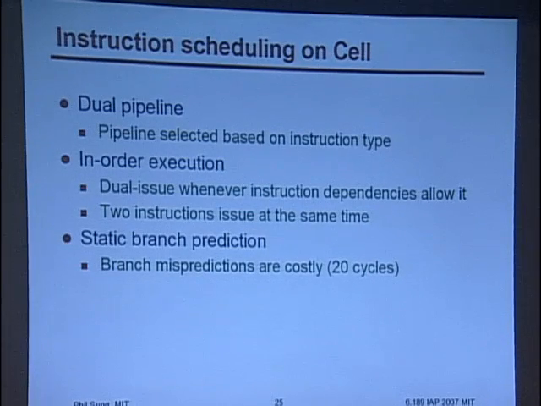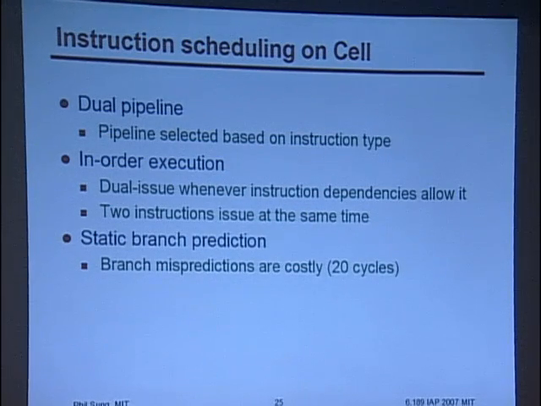So for how instructions are scheduled on Cell, if you'll recall, there are two pipelines for different kinds of instructions. Some instructions can only run on one or the other of the pipelines, and some instructions can run on both.